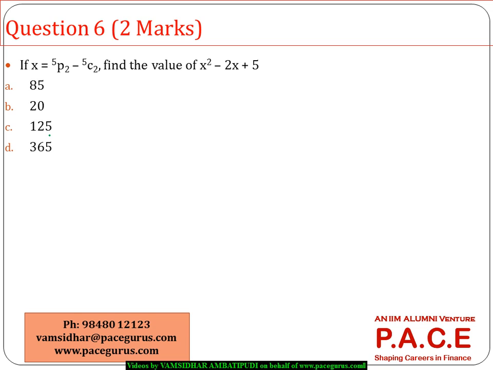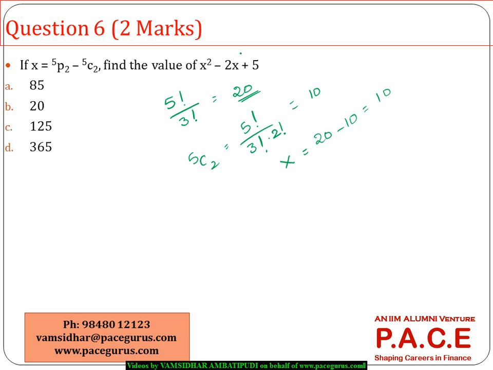If x equals 5P2 minus 5C2, what is the value of x? nPr is n factorial by n minus r factorial, so 5 factorial by 5 minus 2 factorial, which is coming out as 5 into 4, which is 20. 5C2 is n factorial by n minus r factorial into r factorial, which is coming out to 10. So based on this I am getting my x value as 20 minus 10, which is 10.